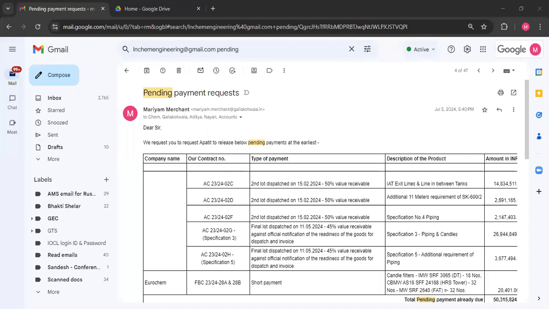Okay, so I'm going to the screen that I'm sharing with you right now. This is the email that I normally share. The subject line is always pending payments request. You can either write pending payments request and other requests or updates, as is feasible.